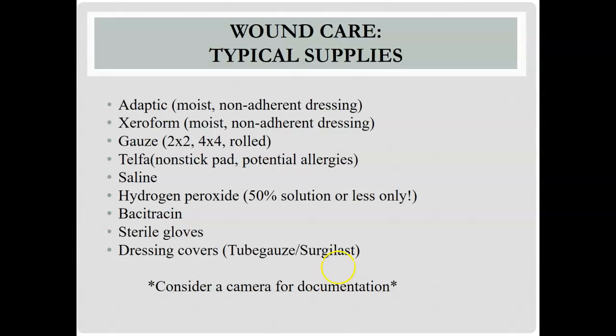Typical wound supplies the hand therapist is working with: Adaptic, moist, non-adherent dressing. Xeroform, moist, non-adherent dressing. Gauze, Telfa, saline to wash out the wounds along with the peroxide. Gloves, obviously, and coverings. Camera. Andrea, the CHT, always has a camera, so she's taking pictures of these wounds. This is very common in wound care. Nurses do this. I saw a lot in home health. They're taking pictures of the wounds so they can give it to a wound expert. They can show the healing, get at all the issues that are going on. It can be a very skilled kind of thing, wound care.